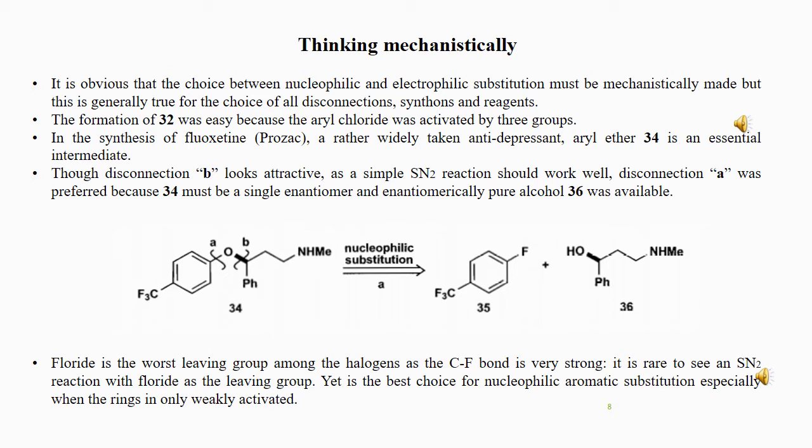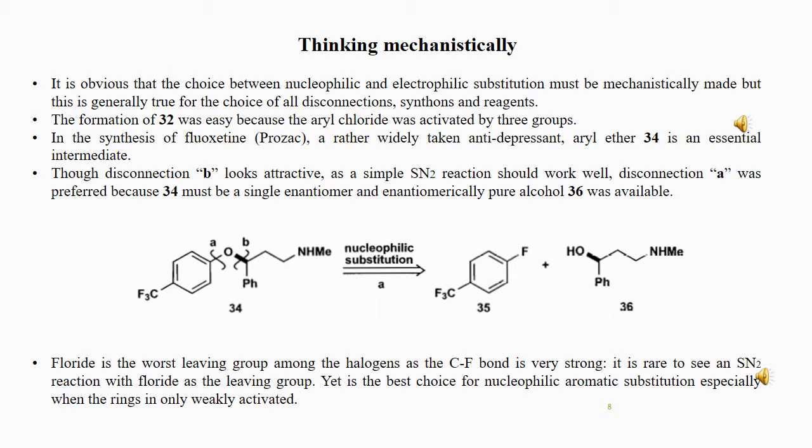So the formation of 31 is very easy because the aryl chloride is activated by 3 groups. There are 2 nitro groups and 1 CF3 group. So the formation of 31 is very easy because electron withdrawing groups make the nucleophilic substitution reaction possible here.